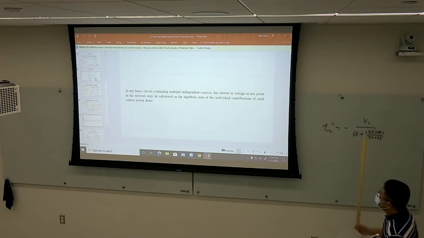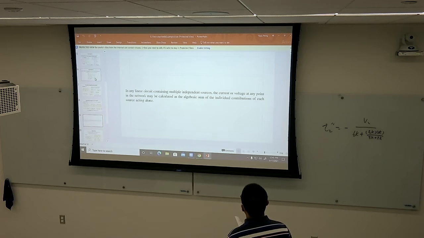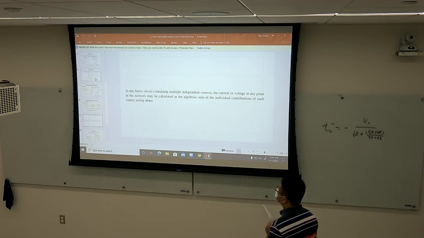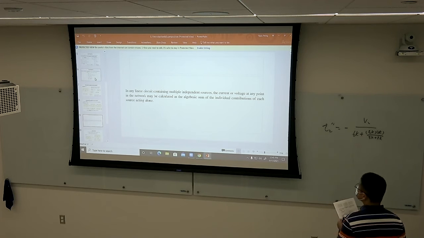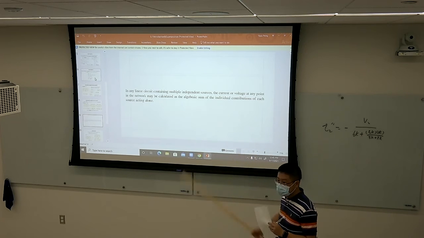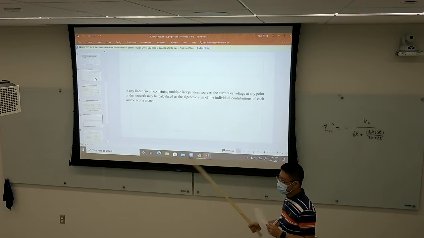So in any linear circuit containing multiple independent sources, the current or voltage at any point in the network may be calculated as the algebraic sum of the individual contributions of each source acting alone. But this only applies to current and voltage. This does not apply to power, because power is not linear.